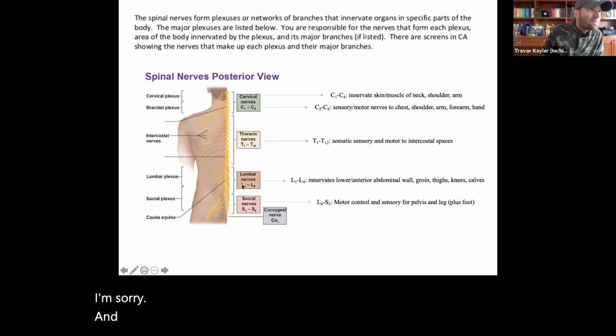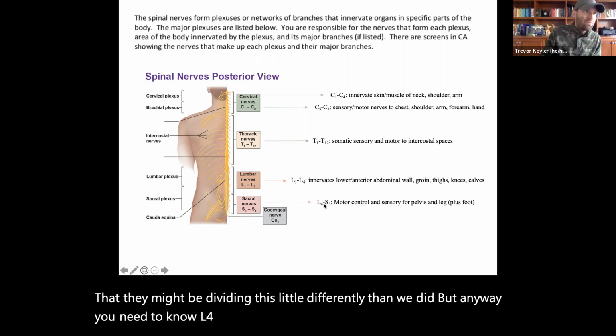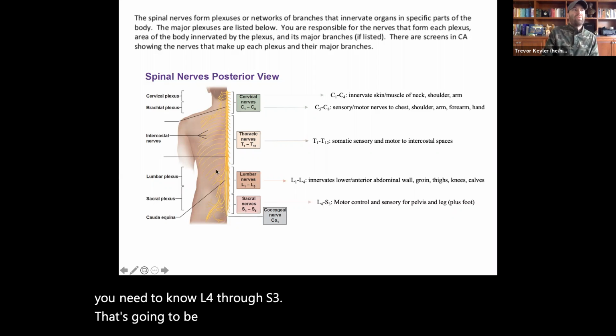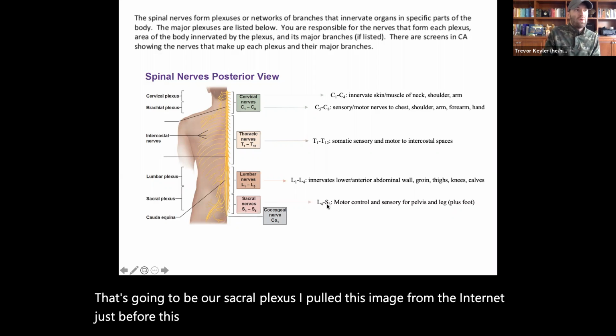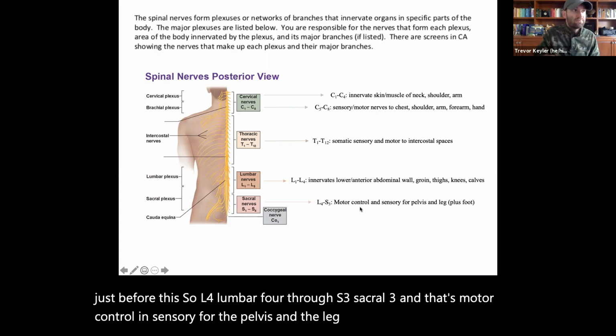They might be dividing this a little differently than we did. But anyway, you need to know L4 through S3. That's going to be our sacral plexus. I pulled this image from the internet just before this. So L4, lumbar 4 through S3, sacral 3, and that's motor control and sensory for the pelvis and the leg, including your foot.